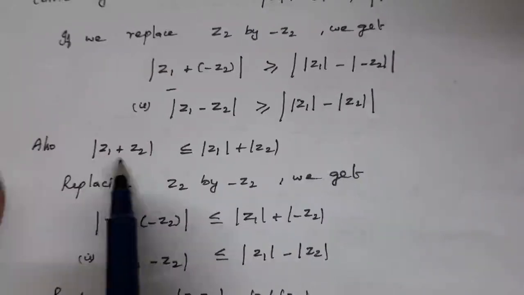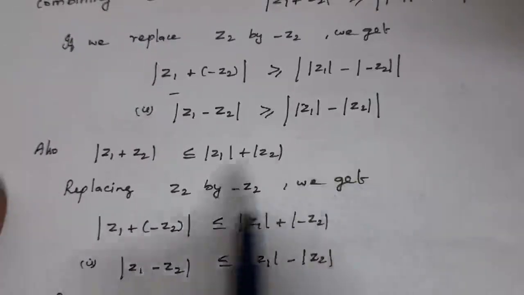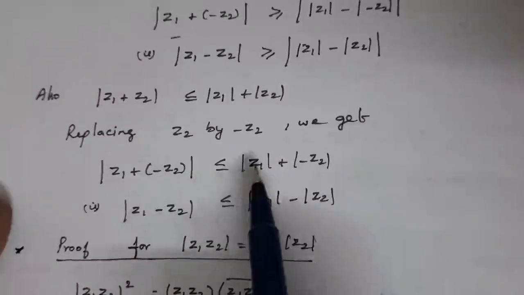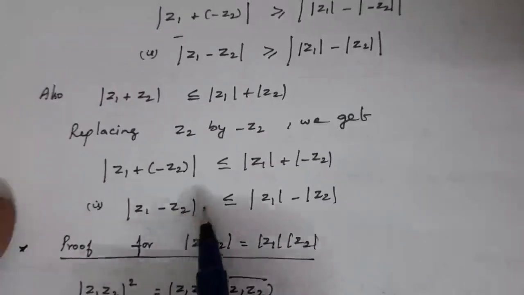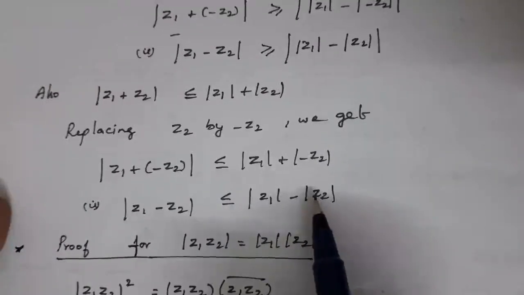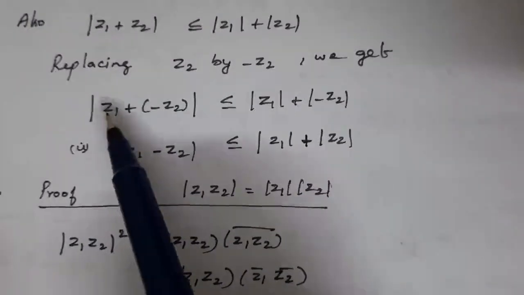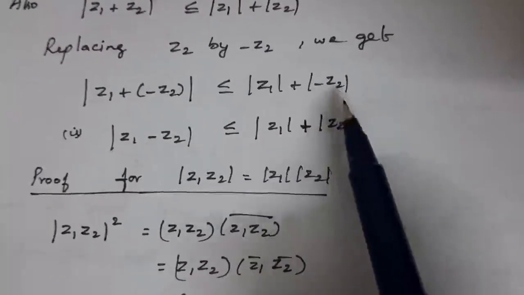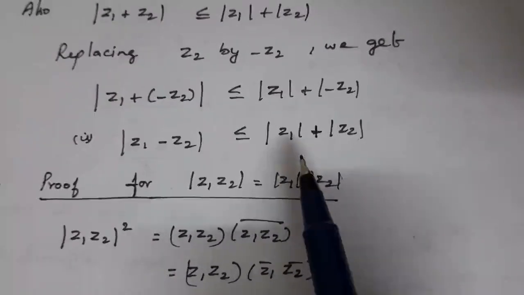Now, you know that this is the result. Modulus of z1 plus z2 is less than or equal to mod z1 plus mod z2. You know it is the triangle inequality. If we replace z2 by minus z2, what will you have? Modulus of z1 plus of minus z2 is less than or equal to mod z1 plus modulus of minus z2. So again modulus of minus z2 is mod z2. So we have modulus of z1 minus z2 is less than or equal to mod z1 plus mod z2.